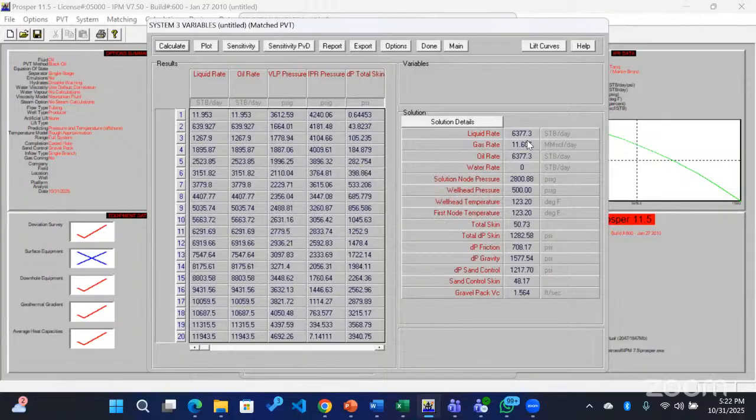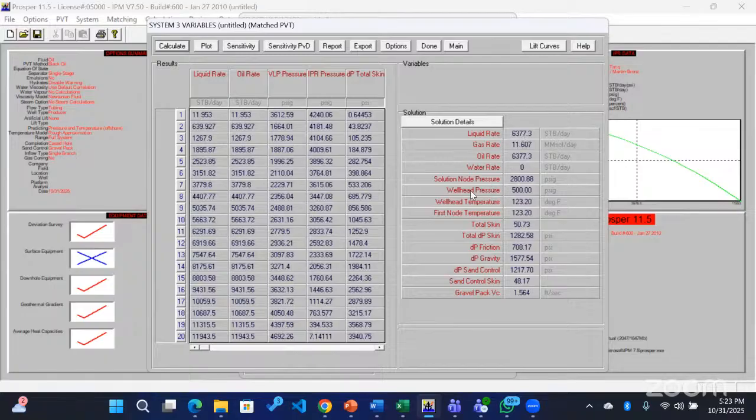So our liquid rate is around 6,377 STB per day. Gas rate is 11 million standard cubic feet. Oil rate is 6,377. So there's no water there, because our water rate is 0. So it makes sense that oil rate and liquid rate are the same.